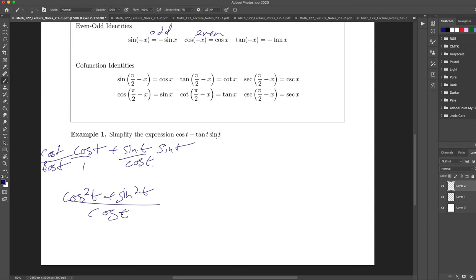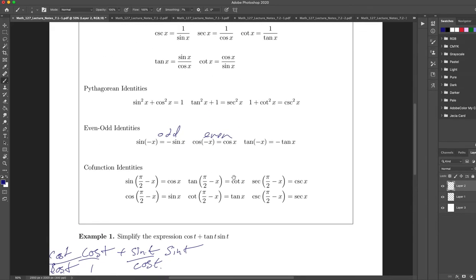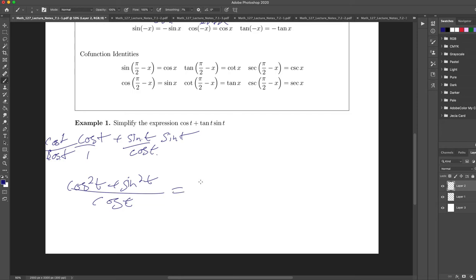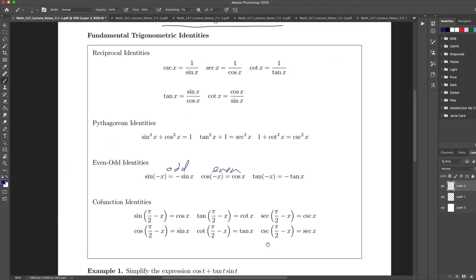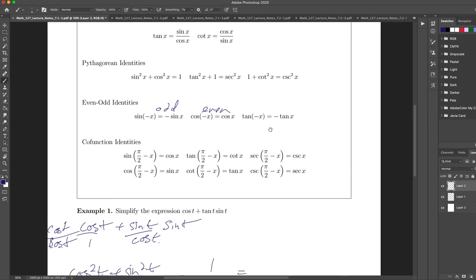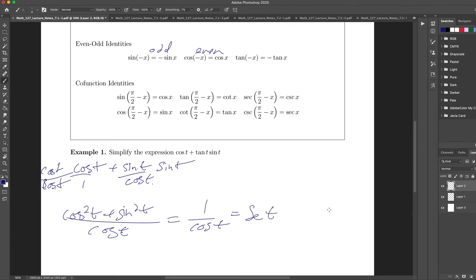Here I converted everything to sines and cosines, and then to put these two together, I made them have the same denominator. How I did that is I multiplied by 1, aka cosine t over cosine t. Cosine times cosine is cosine squared, sine times sine is sine squared, and then we have our denominator of cosine of t. Notice that sine squared plus cosine squared is 1. So we write this as 1 over cosine of t, and 1 over cosine of t is secant of t. So this all just equals secant of t. Okay, let's go on to the next page.